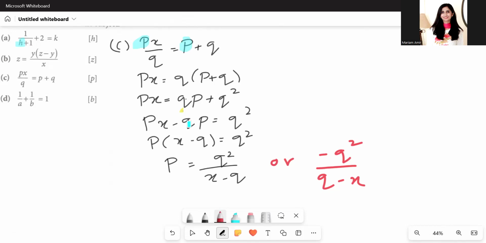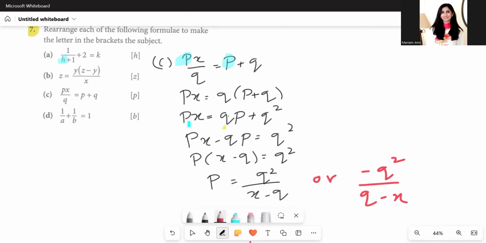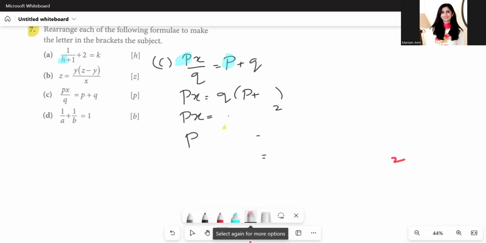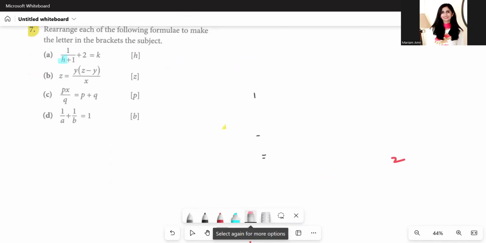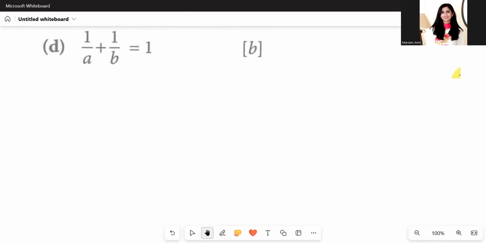If you were not able to do it, I will. Okay, part D. In part D, we have to make B the subject, which is in a denominator and is being added to another fraction. So we need to do a bit of effort to get it to be the subject. Here's part D.